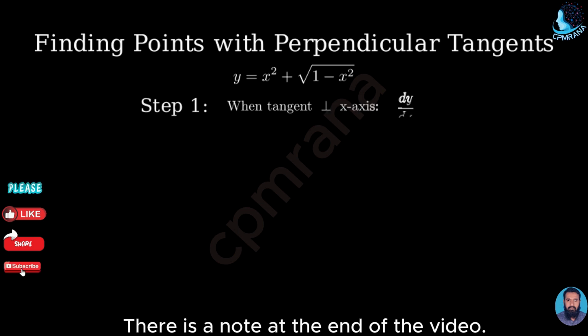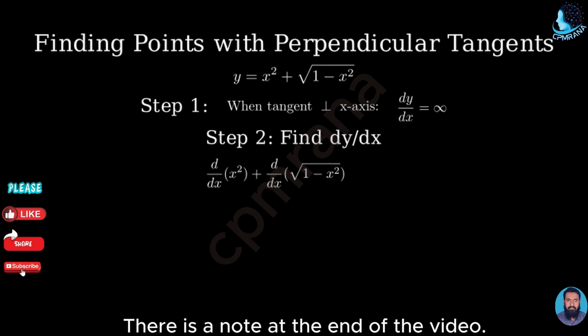First, recall that when a tangent line is perpendicular to the x-axis, its slope must be infinite. This means that the derivative dy/dx equals infinity at these points. To find these points, we need to first find the derivative of our function.